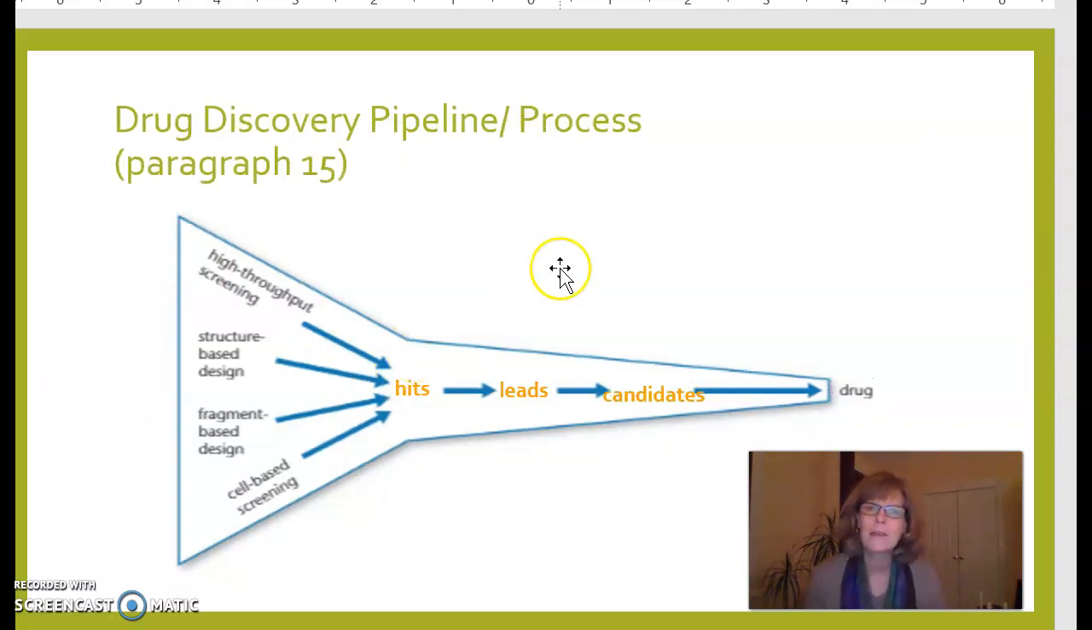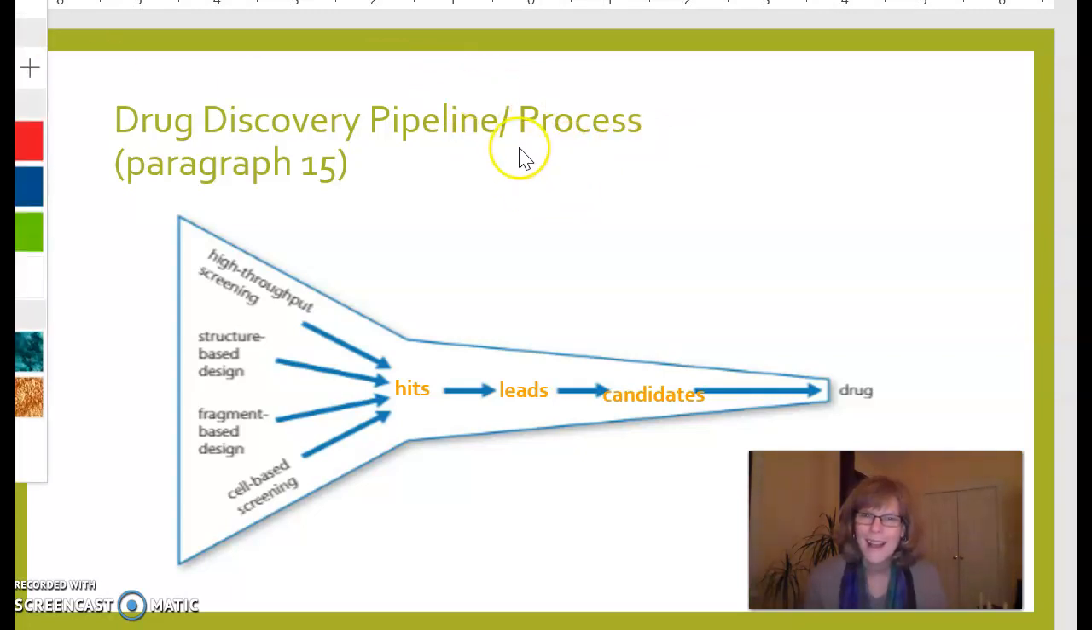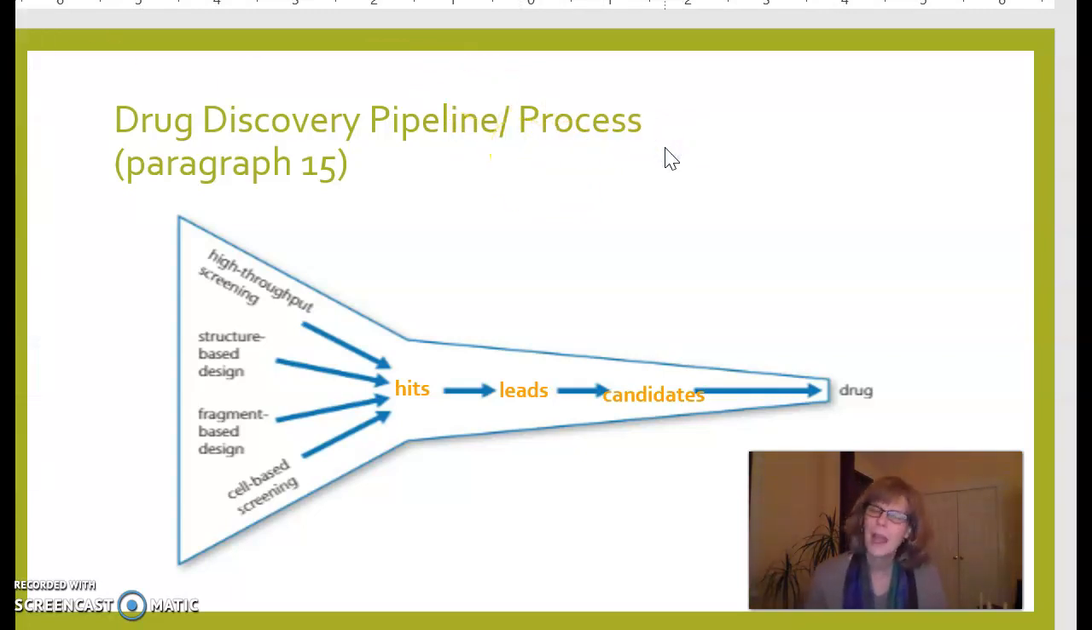I would say this is really process. This is a graphic organizer that shows me the idea of process. Let's see if I can get this to work. Anyway, as I filled this out, I put things like the hits, the leads, and the candidates. And I got those 3 words out of paragraph 15. It's really towards the end of the article that they talk about this pipeline.